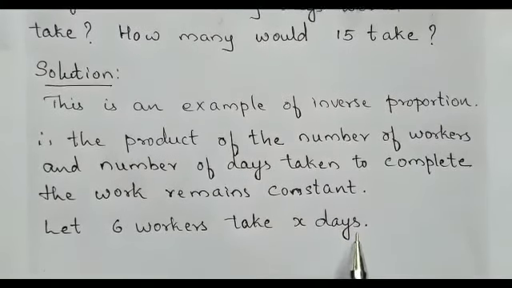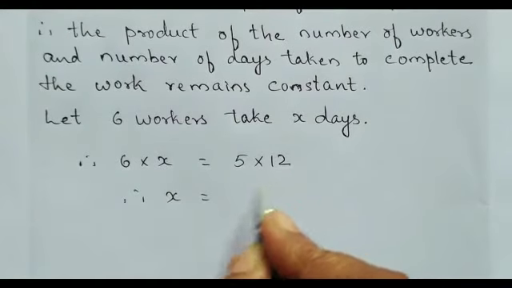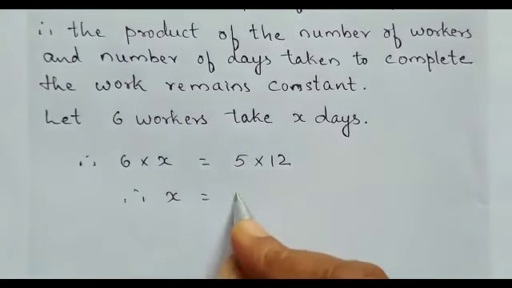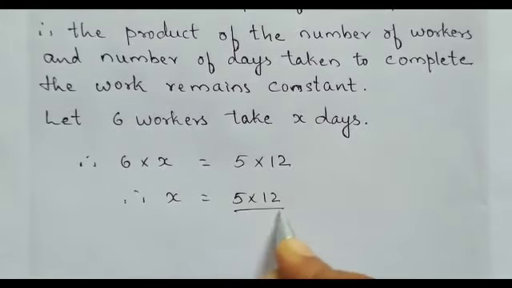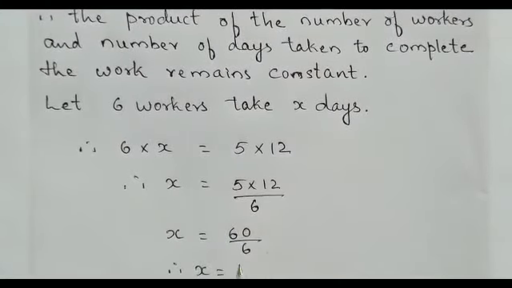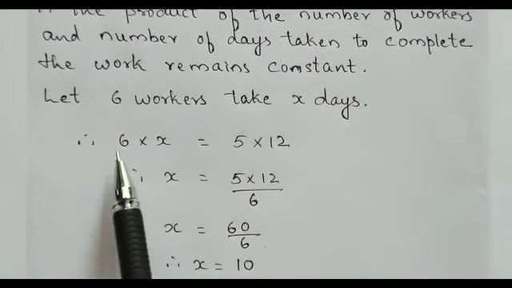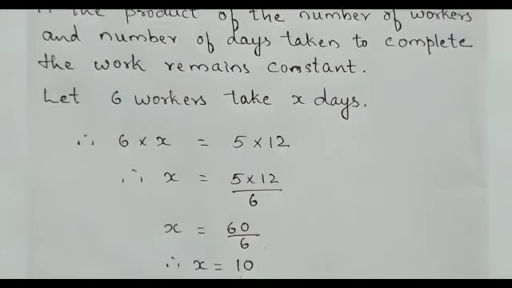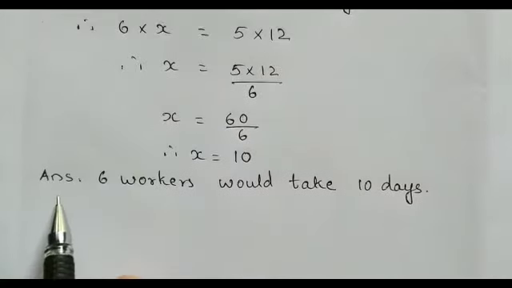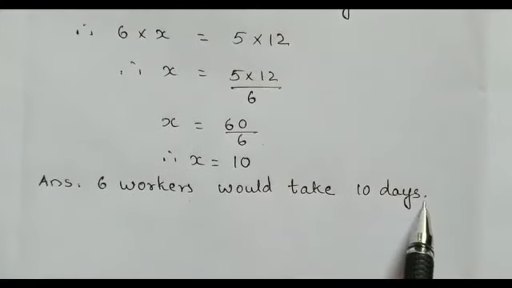So what can we write? Therefore 6 multiplied by x is equal to 5 multiplied by 12. Therefore x is equal to 5 multiplied by 12 by 6. So we get x is equal to 60 divided by 6. Therefore x is equal to 10. What does this mean? This means that 6 workers would take 10 days to complete the work. So the answer to the first part of the question is 6 workers would take 10 days to complete the work.